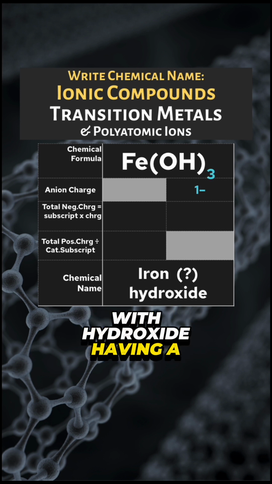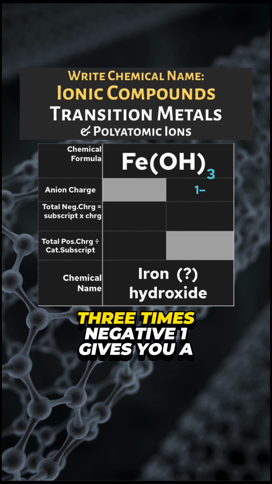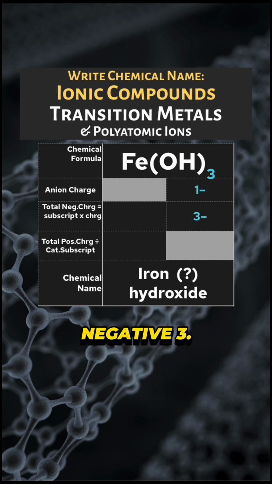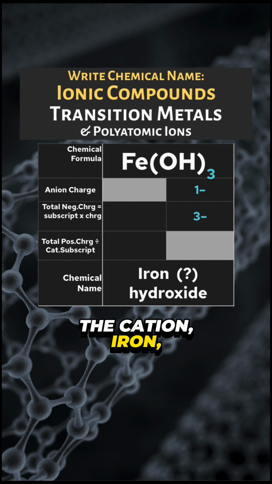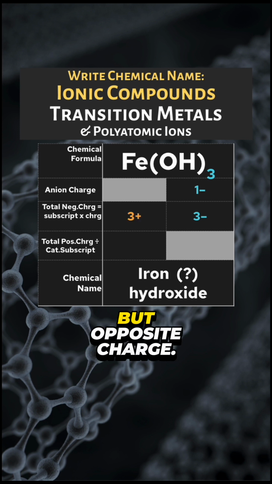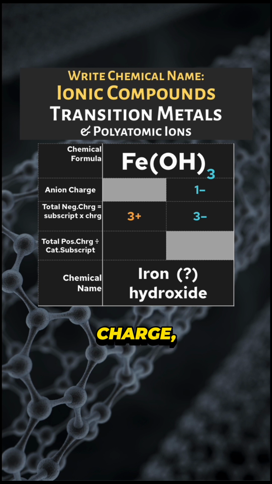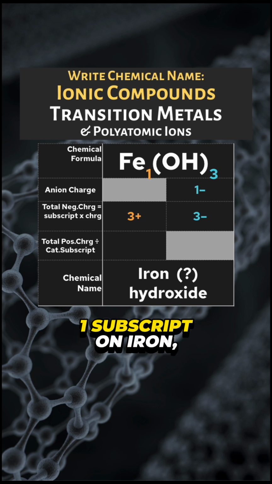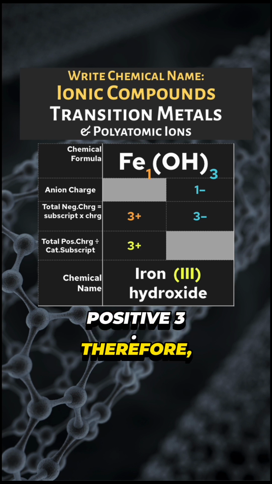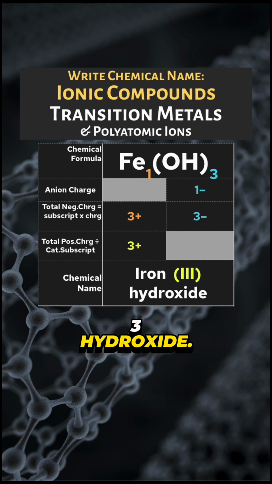With hydroxide having a -1 charge, we need to multiply it by its subscript, which is 3. 3 times -1 gives you a -3. Since we know this is an ionic compound, the cation, iron, must have an equal but opposite charge. To verify that this is a +3 charge, we take the +3 and we divide it by the understood 1 subscript on iron, which still gives us +3. Therefore, the chemical name for this chemical formula is iron(III) hydroxide.